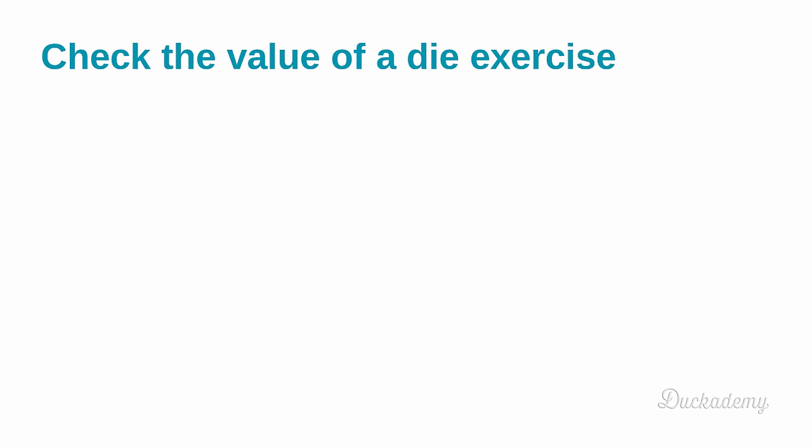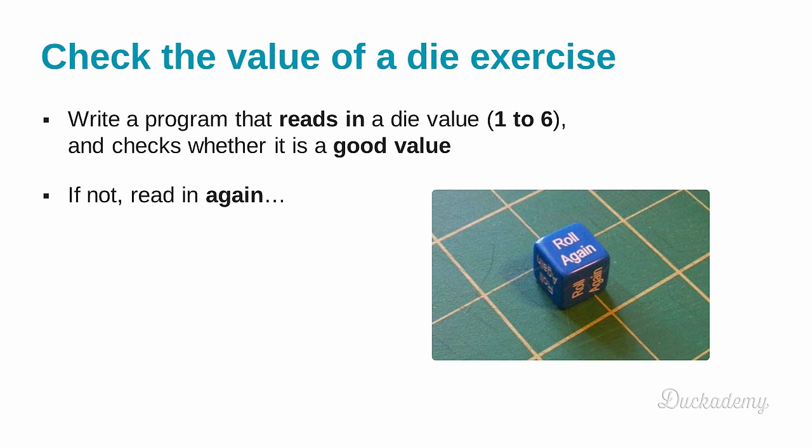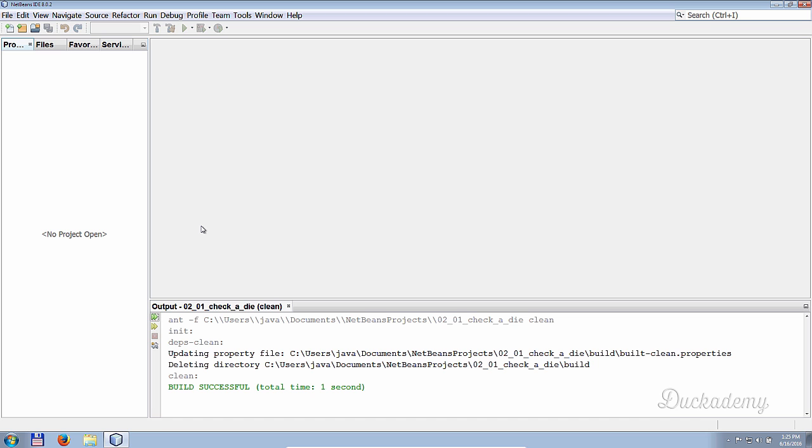So let's see an exercise. Let's write a program that reads in die value 1 to 6 and checks whether the value is good or not. And if not, then it reads again and again and again. Let's start doing the exercise.